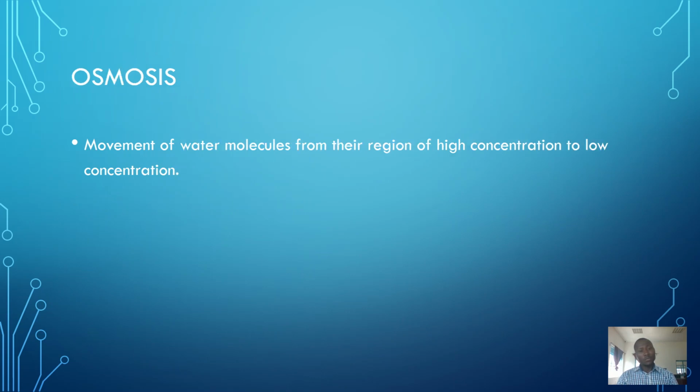Then osmosis, we're talking about movement of water molecules from their region of high concentration to their region of low concentration. This is also along the concentration gradient. When you say along the concentration gradient, water molecules move from where there are very many to where they are very few.